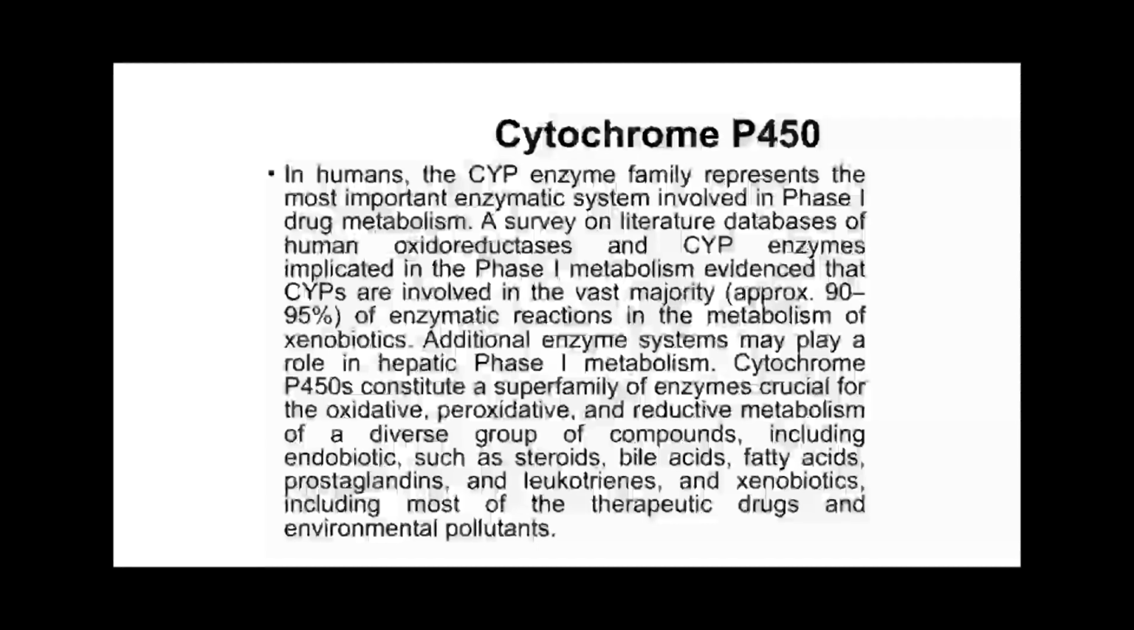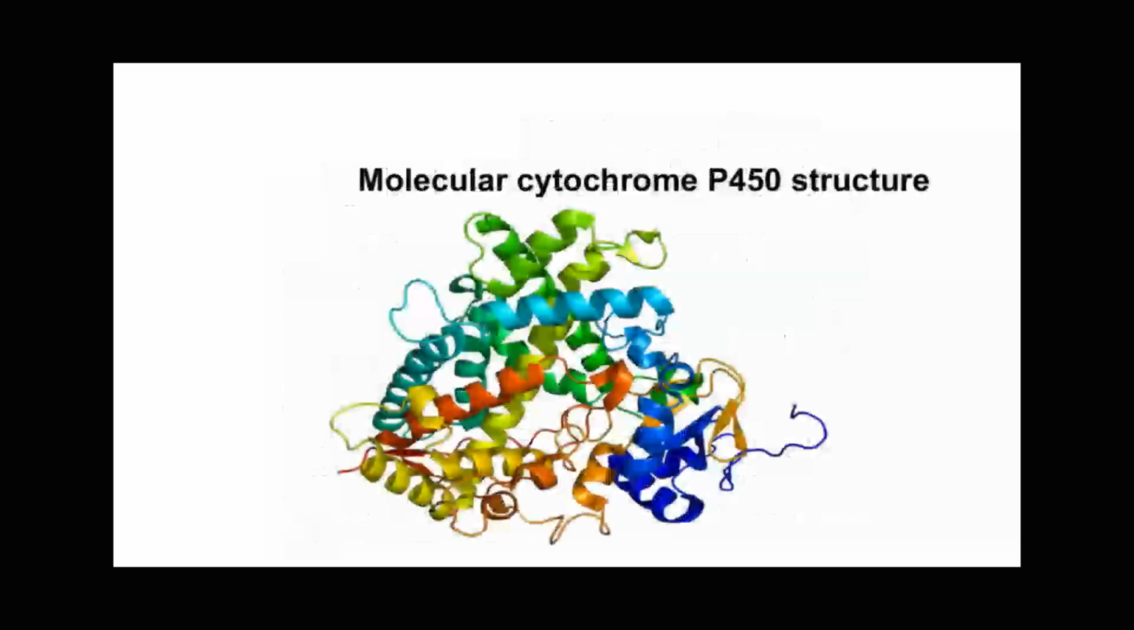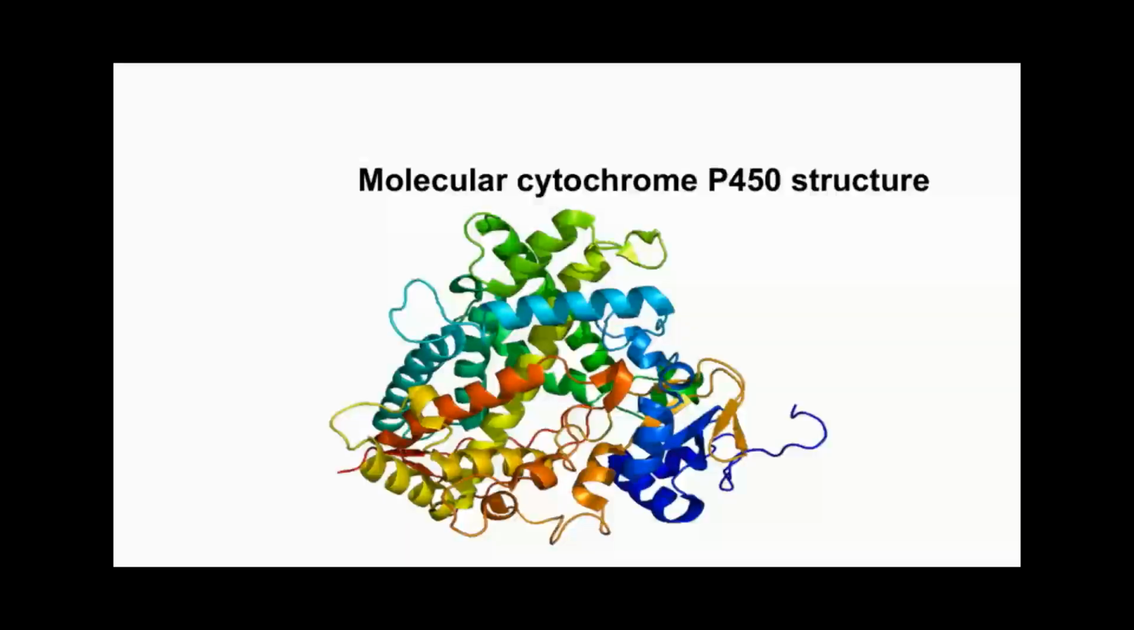Let's take a closer look at the molecular structure of cytochrome P450. This enzyme is fascinating because of its complex and highly specialized architecture. At its core, it contains a heme group, which is essential for its function in metabolizing various substances. The heme contains an iron atom that plays a crucial role in the oxidation process.